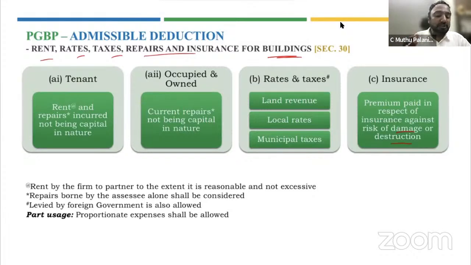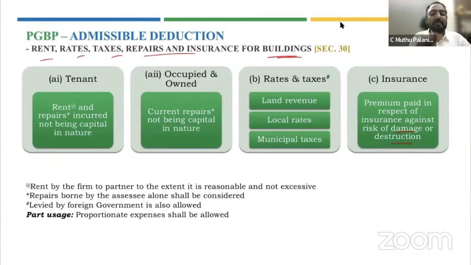And in case the rent is paid to a partner, we should make sure that the rent paid is reasonable and not excessive. It cannot be something abnormal. And whatever expenditure is borne by the assessee alone should be taken. So if you're a tenant, as an assessee, if you have incurred something, you can claim it. As an owner of the property, if you have incurred something, you can claim it for your business. In house property, there is a flat deduction of 30%, so that includes all these expenditures.